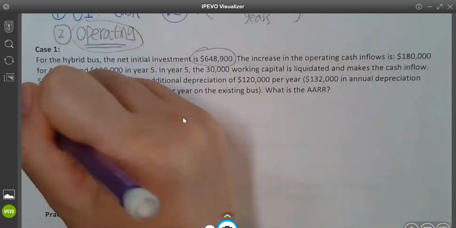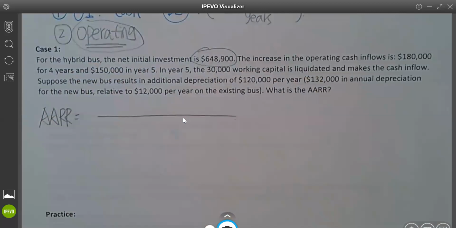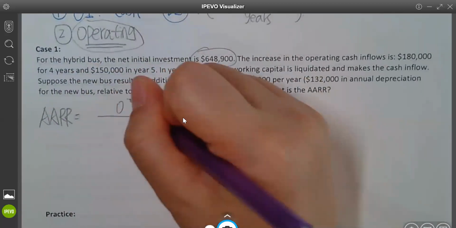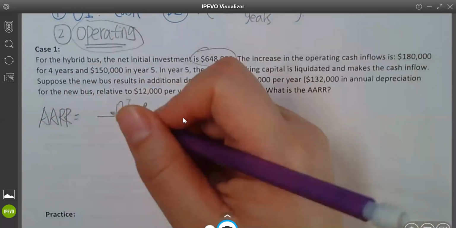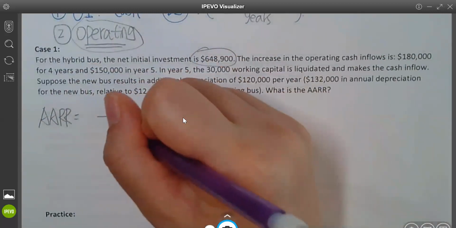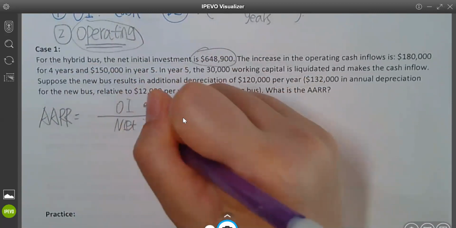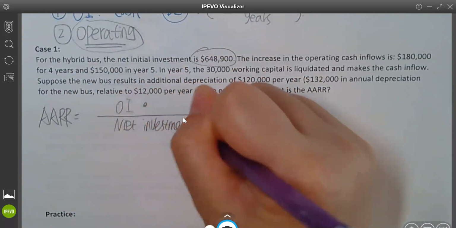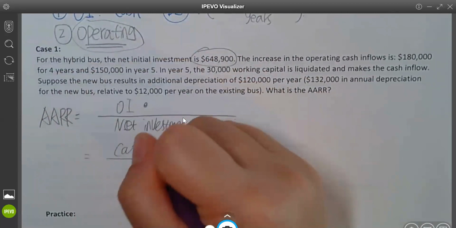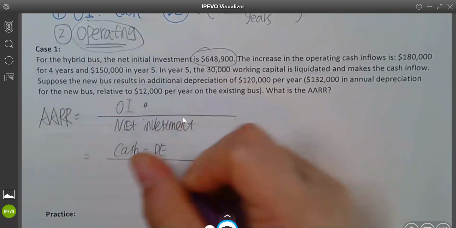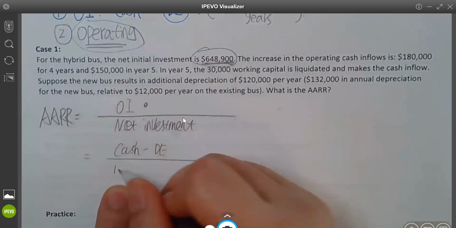So let's do it together. AARR, I put the formula. It's basically your operating income, there is nothing, no minus. Operating income divided by your net initial investment. So I'll just put net investment, okay? And then how do we get our operating income? We said operating income is cash minus depreciation expense, divided by net initial investment.